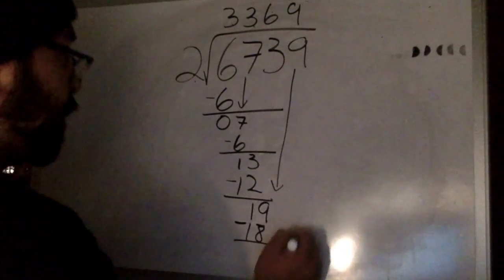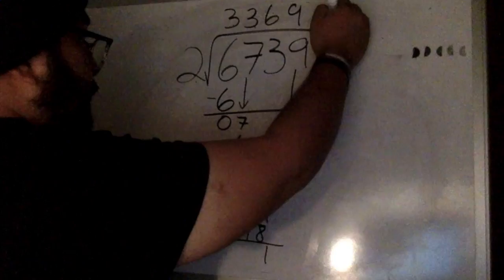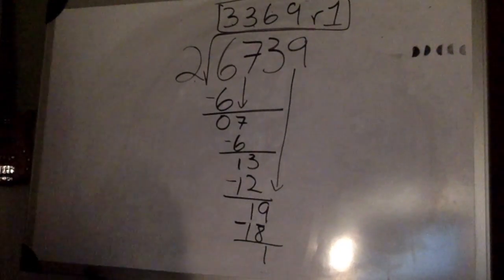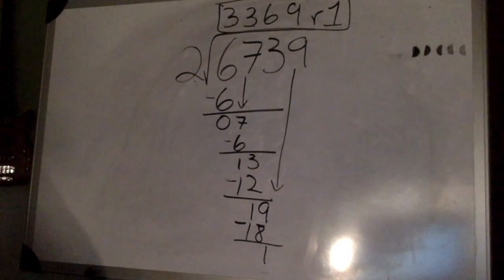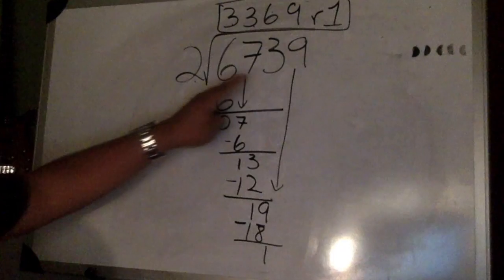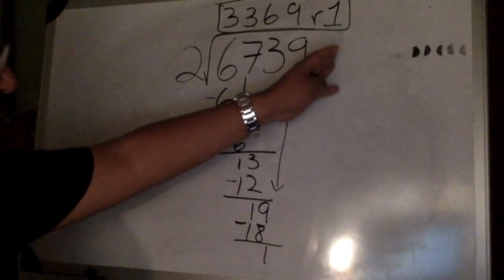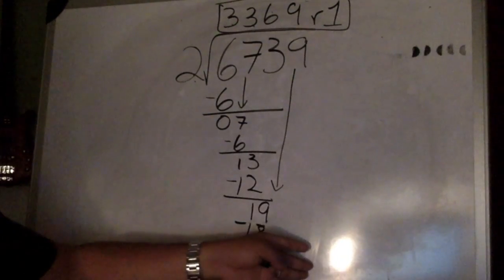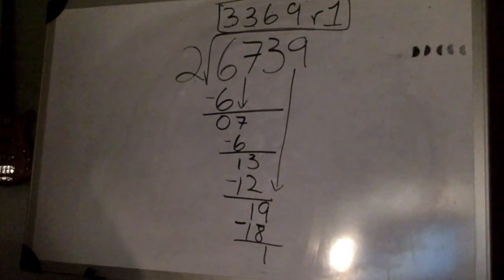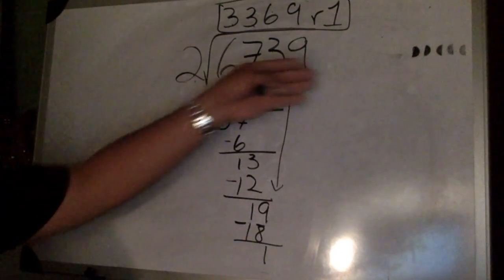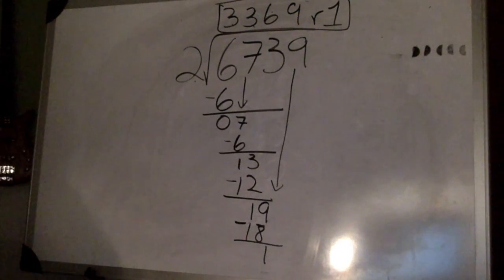No more numbers to drop. Therefore, we have a remainder. And our answer is 3,369, remainder 1. Crew, the more numbers you have, it's really not a big deal. The process just repeats itself. We would drop a number, see how many times it goes into it, subtract, and repeat over and over. Even if we had 10 digits, it would still be the same process.